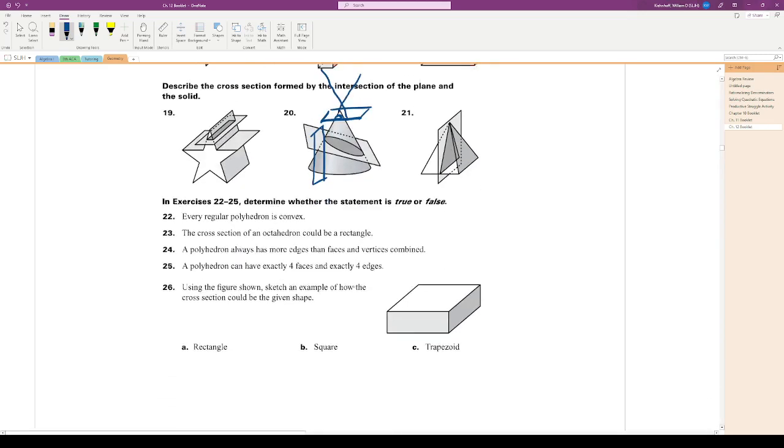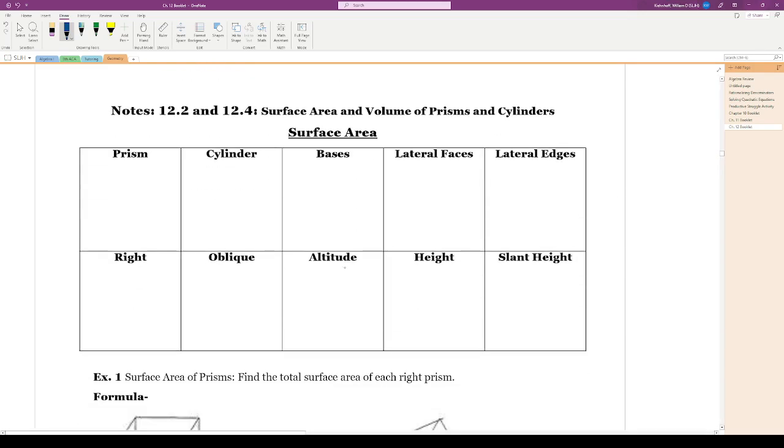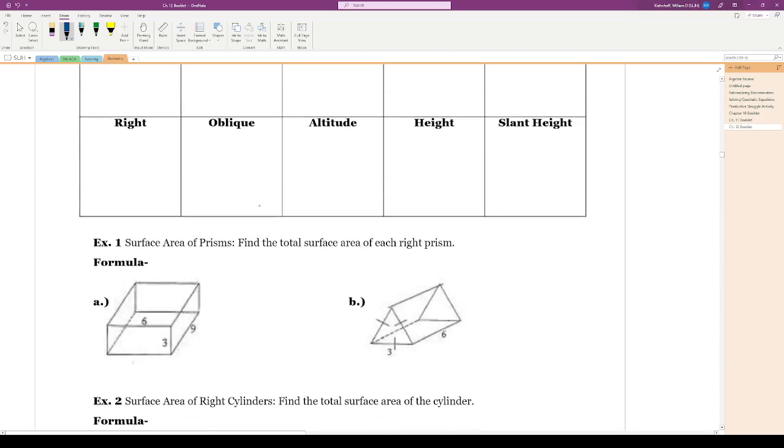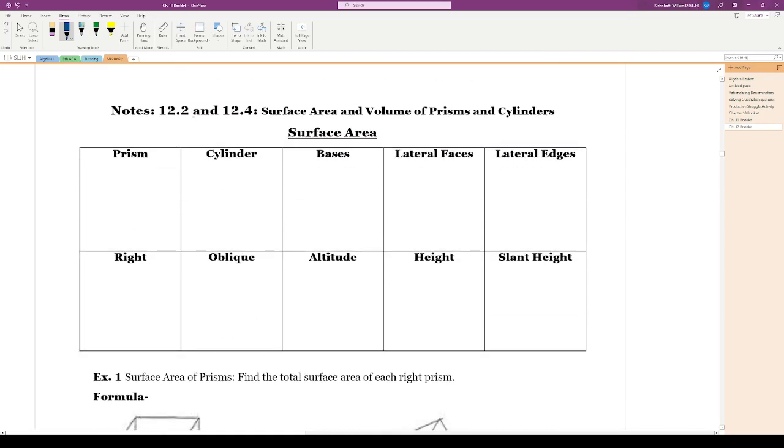So yeah, that's pretty much it for 12.1. We'll go into our stuff that looks more familiar, like surface area and volume, starting in the next section.